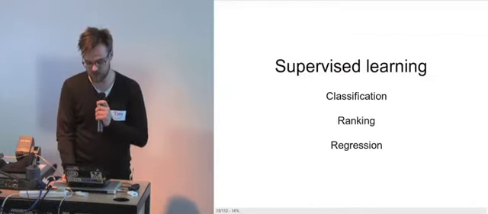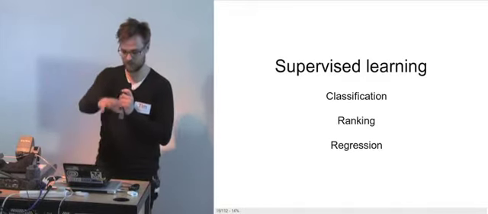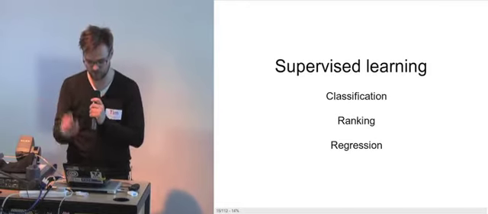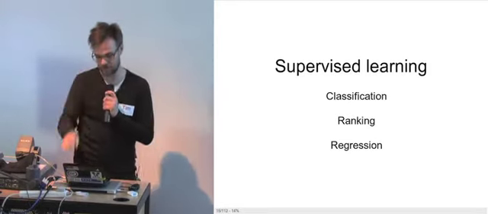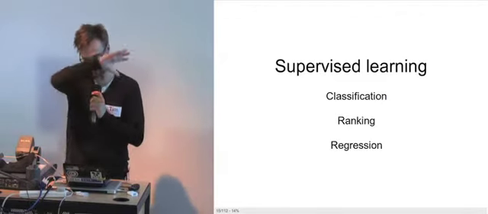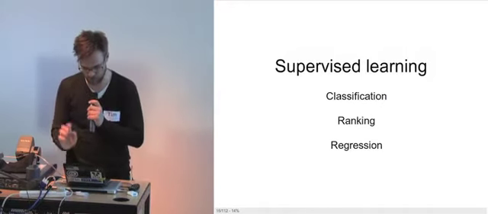Supervised learning includes classification, which we're going to talk about now, which is taking things and putting them in buckets depending on various properties of them. Ranking, which involves taking a set of things and putting them in an order, and regression, which is predicting a real valued number from a set of properties.